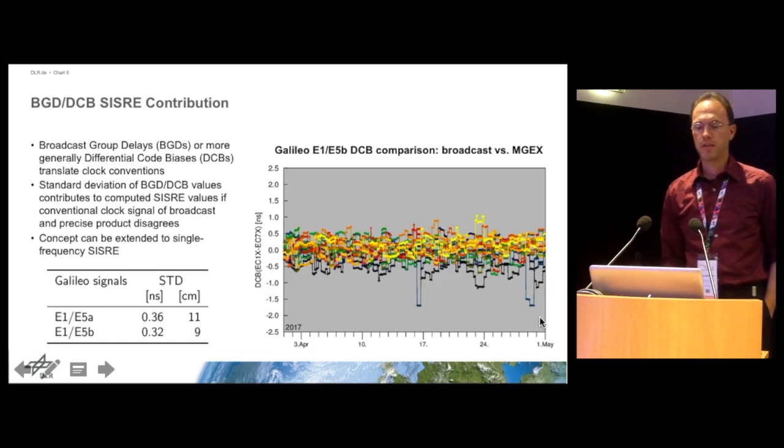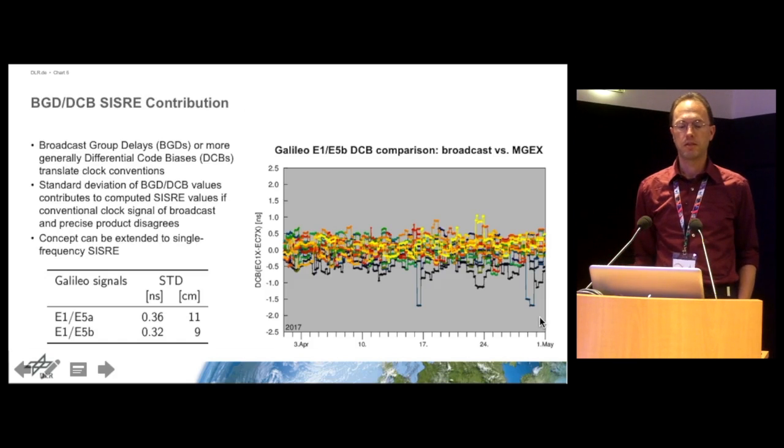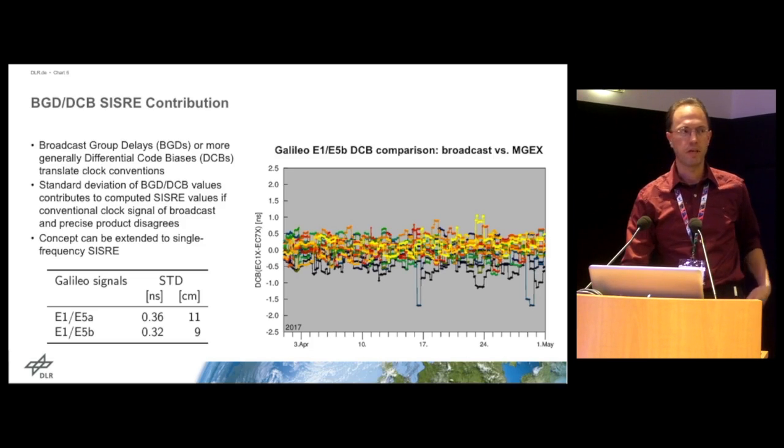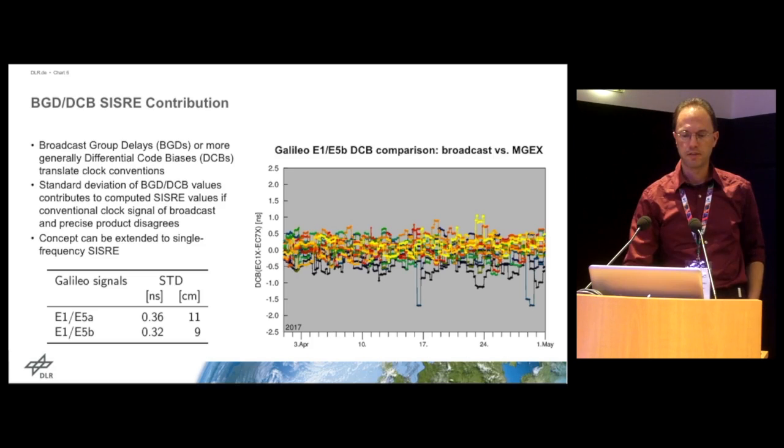If we have to translate the clock signal, we also have an error contribution of the differential code biases, or for Galileo they are called broadcast group delays, and this is an additional quantity entering the error budget. You can see here an example for the Galileo E1, E5B DCBs compared to the MGEX product, and we have about a standard deviation of 10 centimeters of additional contribution. Just to note that if you apply these corrections, this can also be used for a single frequency system.